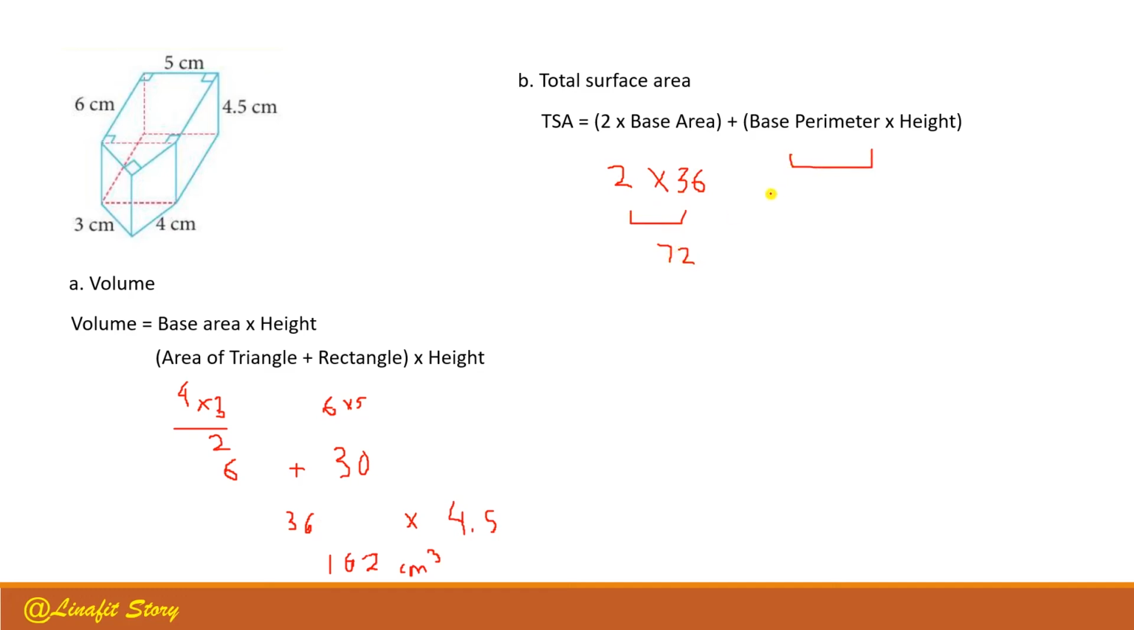To get the base perimeter is 5 plus 6 plus 6 plus 3 plus 4 is equal to 24 times the height of the prism is 4.5. 24 times 4.5 is equal to 108. So 72 plus 108 is equal to 180 square cm.